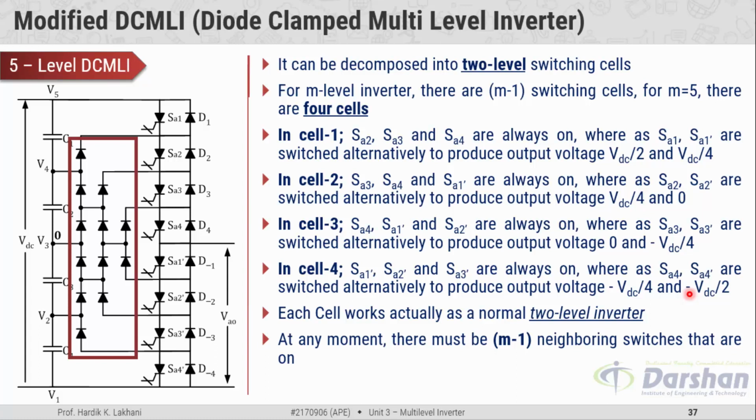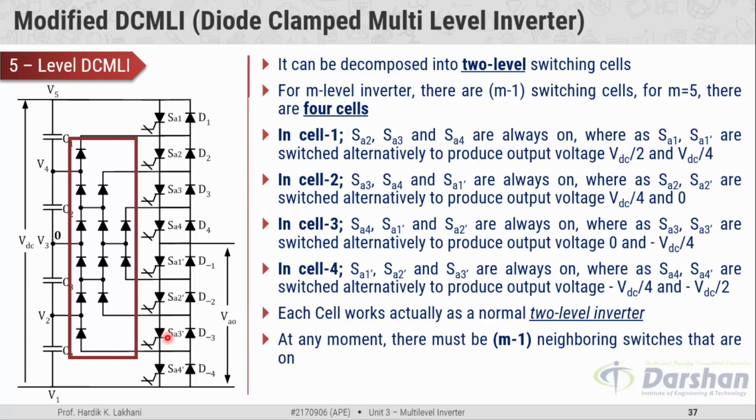Let us take the example of cell number 3. SA4, SA1 dash and SA2 dash are always on. So 4, 1 dash and 2 dash, these 3 switches are always on. But to produce the two-level output in cell number 3, we alternatively operate SA3 and SA3 dash.